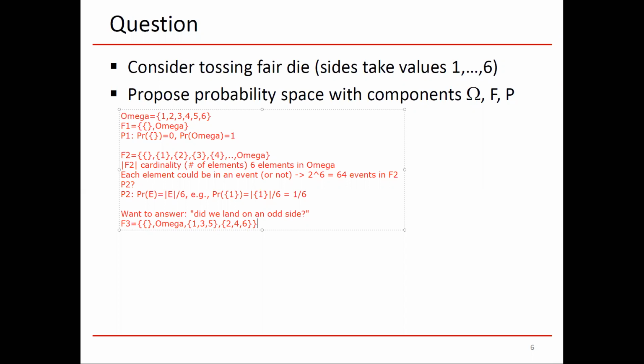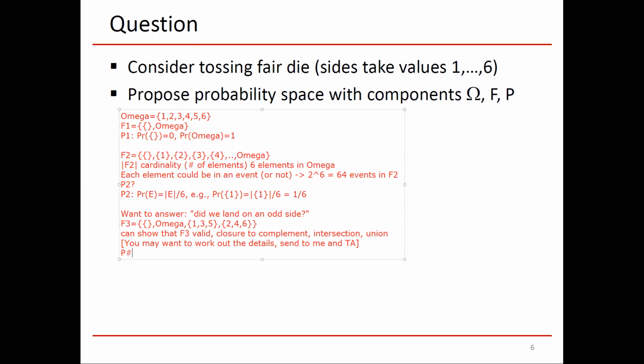Now, you can show that F3 is valid, meaning that there's closure to complement, intersection, and union. And I'm not going to show that, and let me suggest that you may want to work out the details and send to me or the TA. Okay? For those of you who want to work through this more carefully. So F3 is a valid sigma field.